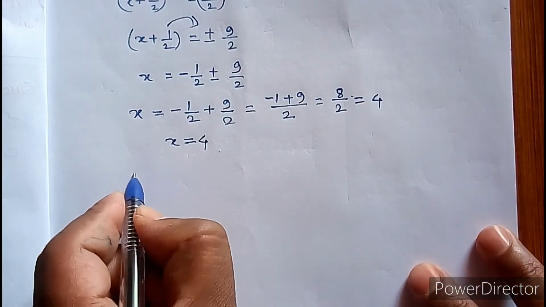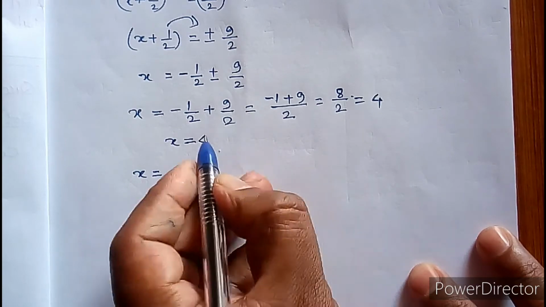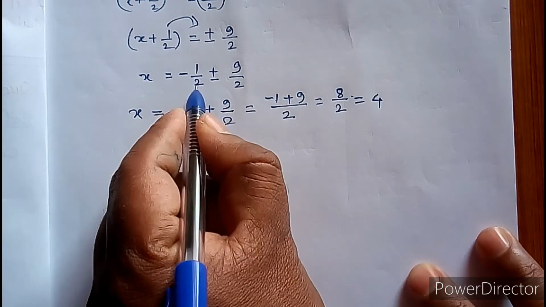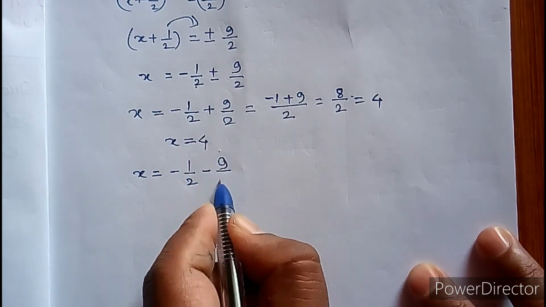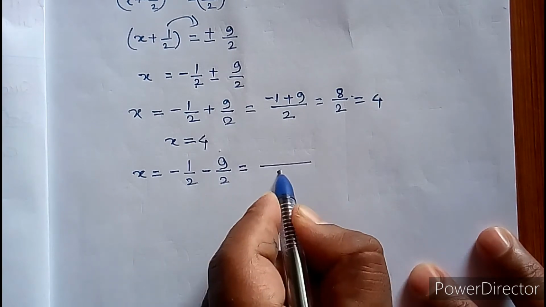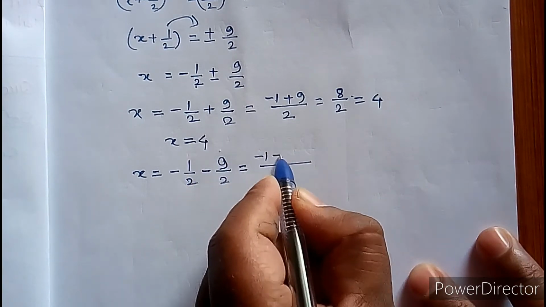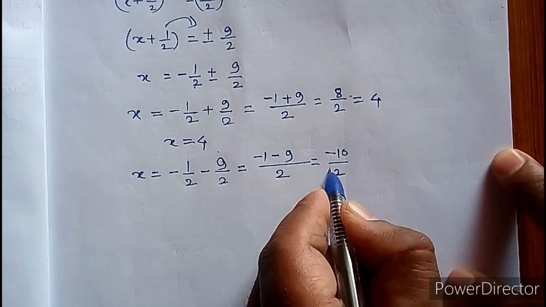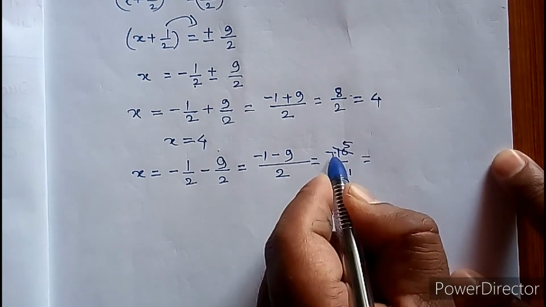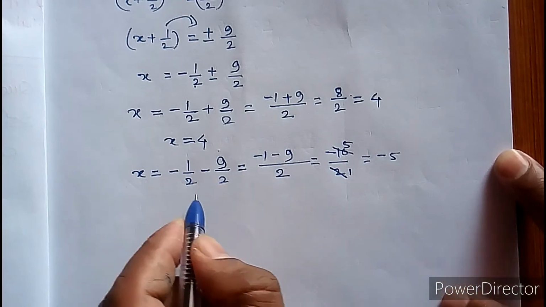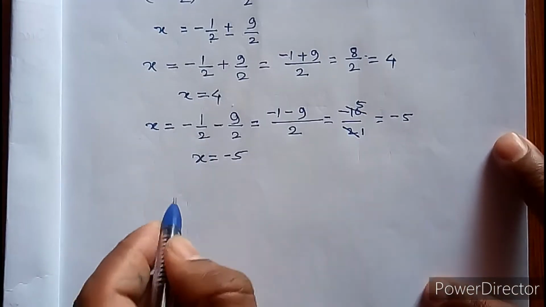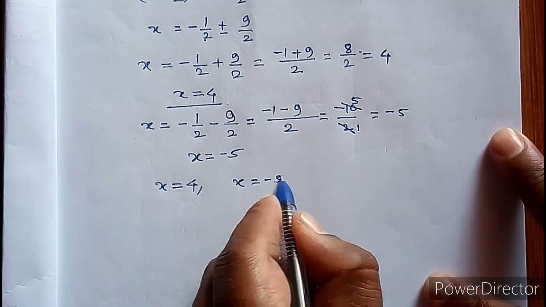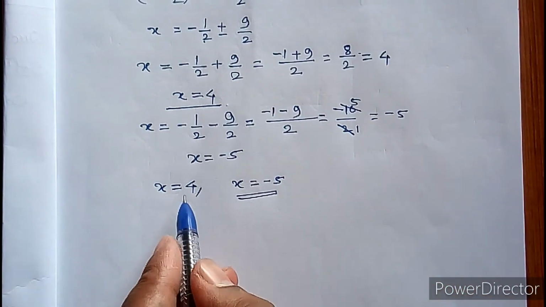Now another value of x will be equals to minus 1 by 2. We have chosen the first plus, then we have to choose minus now. Minus 1 by 2 as it is, minus 9 by 2, the denominator is common, so write down 2 here, minus 1 minus 9 equals minus 10 divided by 2. Now 2 1s are 2, 2 5s are 10, and here minus into 5, that is minus 5. We get another value, that is x equals minus 5. Therefore x equals 4 is the first value, and x equals minus 5 is another value. We get the two values of x.